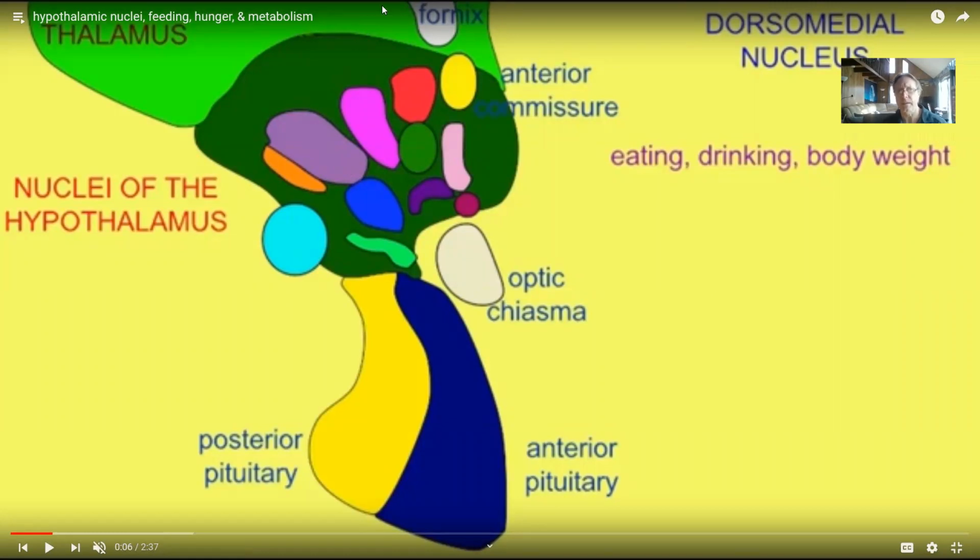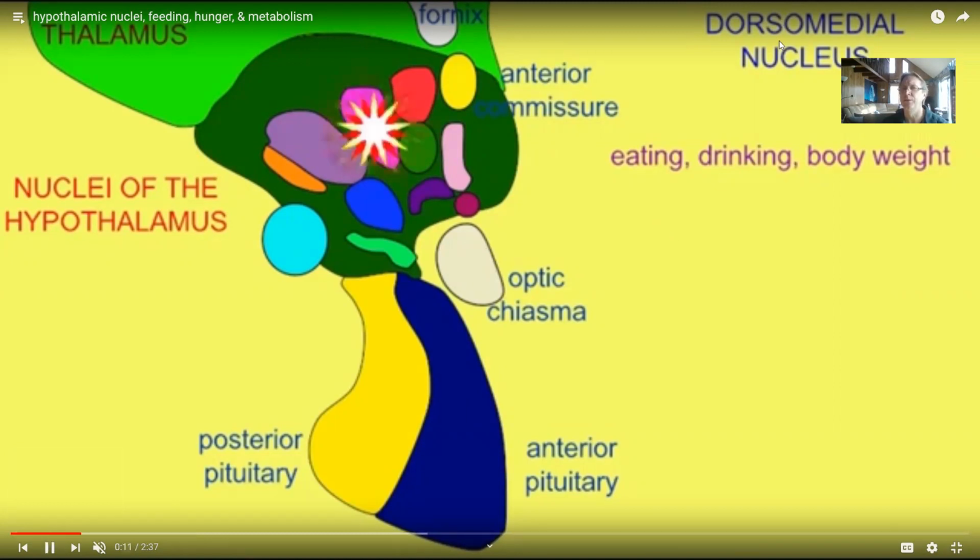So here's the thalamus in light green, the fornix from the cerebrum ends there. Here's the pituitary gland, anterior and posterior, that becomes important here. Here is where the optic nerves crisscross, forming the optic chiasma. And so when you hear the suprachiasmatic nucleus, that means over the optic chiasma, et cetera.